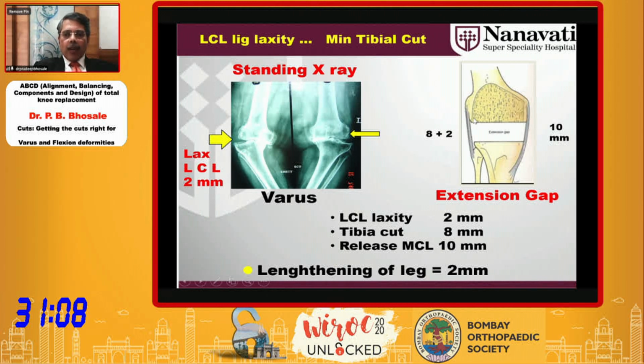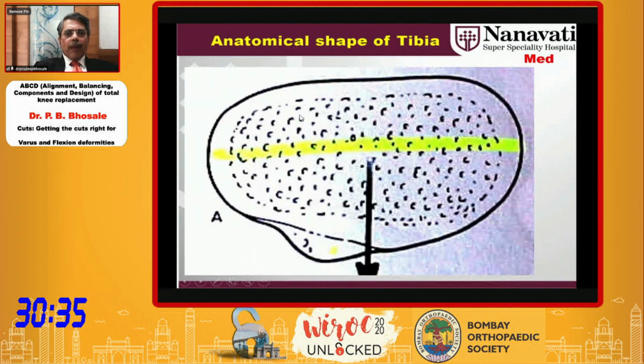so that both the collaterals are 10 millimeter in length, because 8 cut tibia plus 2 of laxity on the lateral side, and you release 10 millimeter on the medial side. If you cut 10 millimeter, you have to add 10 plus 2, so you have to medially release 12 millimeter. So this is a very simple and standard thing. So always check for this laxity and don't cut more tibia, cut less tibia depending on your approximate millimeter of that.